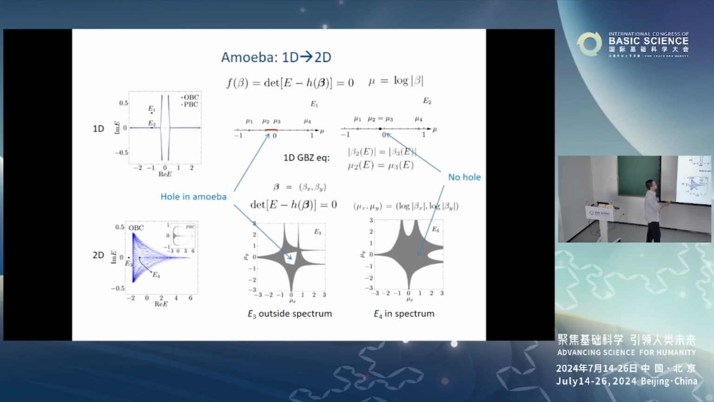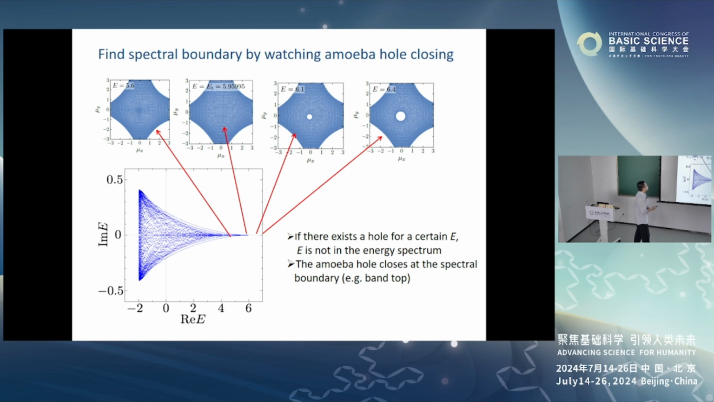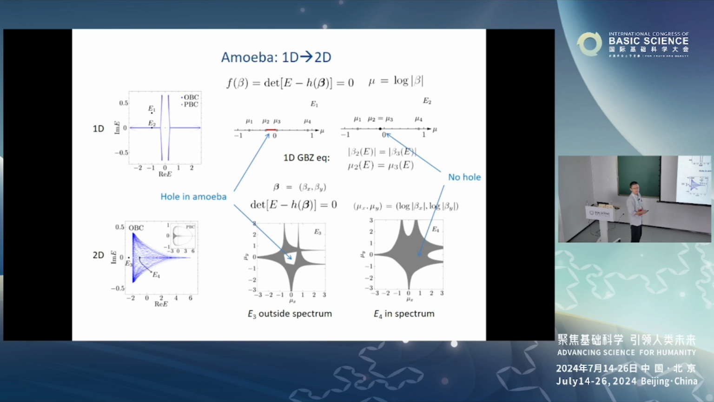So the 1-dimensional case is actually quite similar. The mu2 and the mu3 are part of the amoeba, right? And the interval between this mu2 and the mu3 is actually a hole. So if this hole vanishes, then it means that energy belongs to the energy spectrum. Somewhat mysteriously, this shape of the amoeba tells us the energy spectrum. So if the amoeba has a hole, then this energy is outside the energy spectrum.